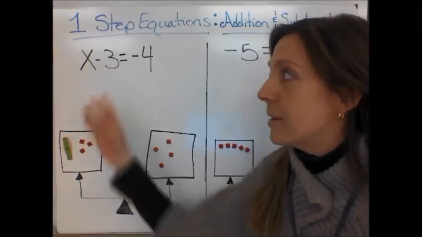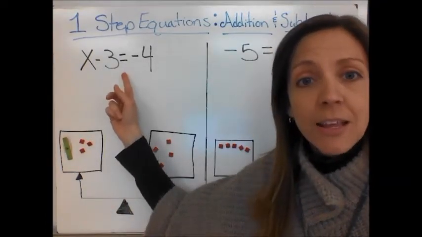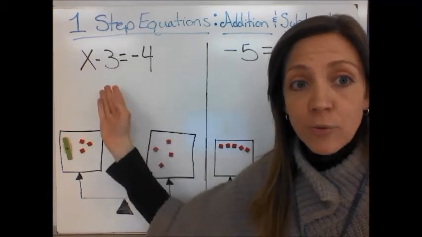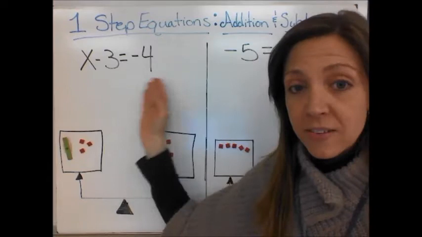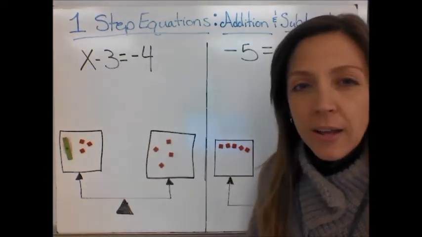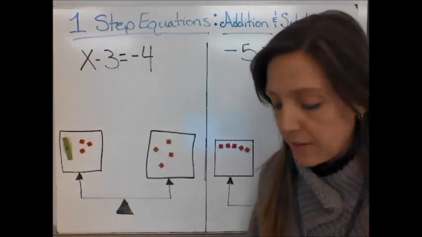It's an equation because it has an equal sign in the middle, meaning that this side is equal to this side. Well, if x minus 3 is the same as negative 4, what would x be? How would we solve it?